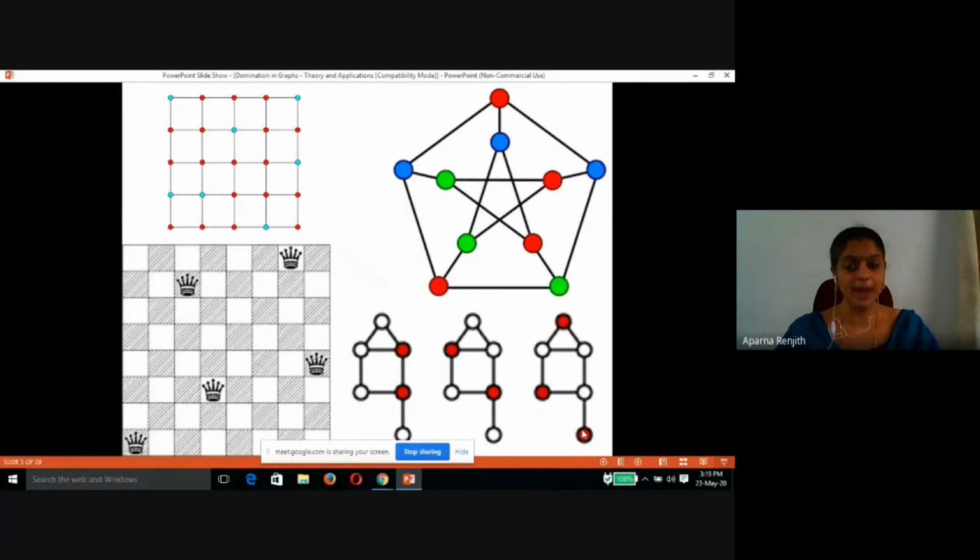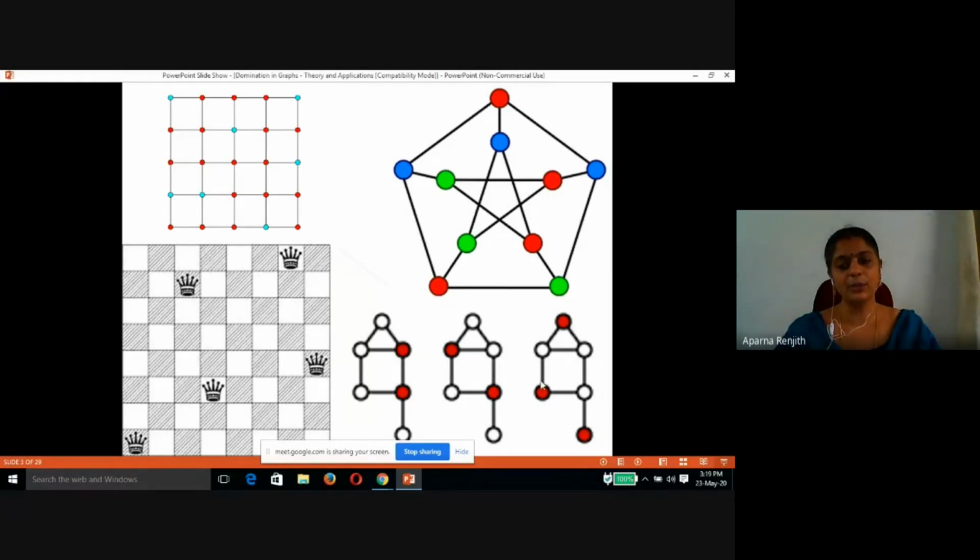What about minimality? If I remove this top red vertex from the set, will it be a dominating set? You can see that this particular vertex and this neighbor are not dominated by these two red vertices. So if I remove this one, the set is no longer a dominating set.